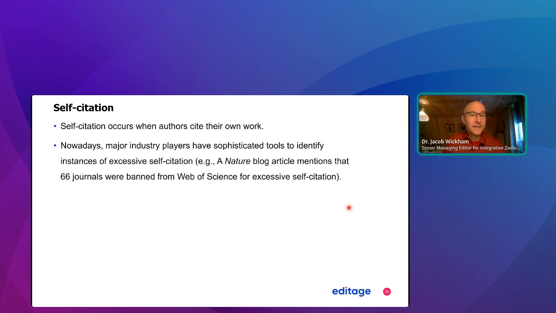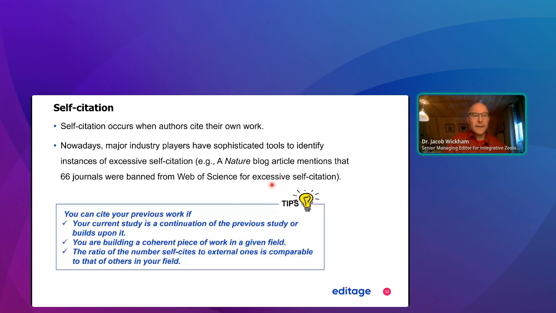Just a note on self-citation, it's not always bad. This occurs when authors cite their own work, but if you do it too much, it can get you in trouble. Even journals can get in trouble from excessive self-citation of their own journal. Usually no more than 10% is a good guideline. In fact, there's a Nature blog that mentioned 66 journals that were banned from Web of Science for excessive self-citation.